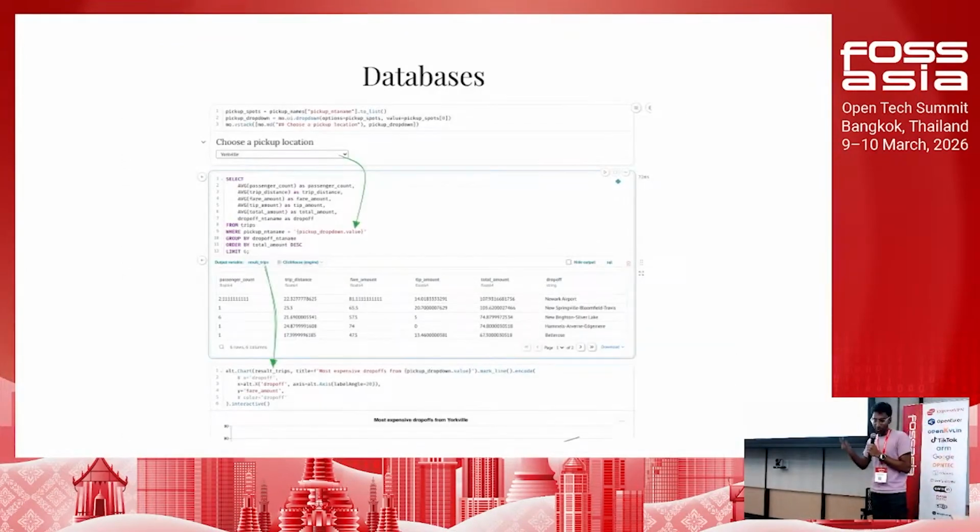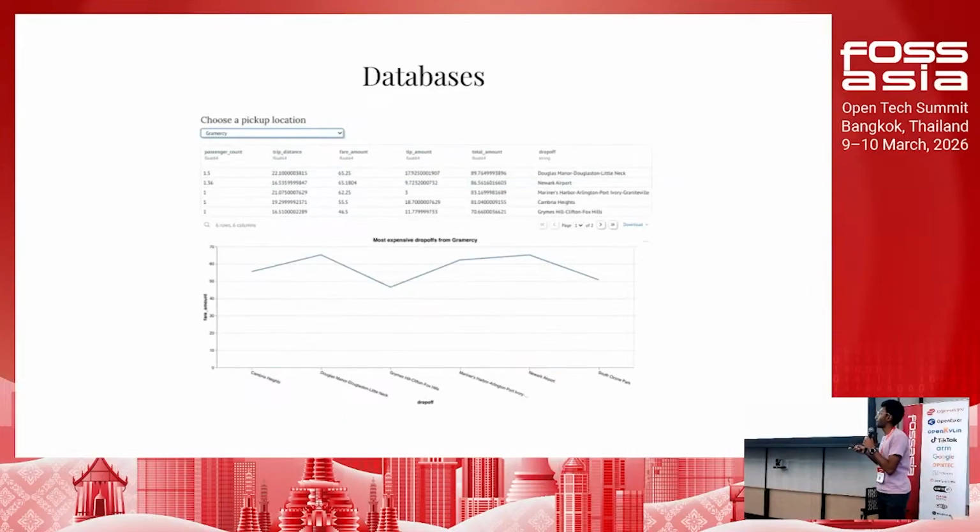So let's introduce reactivity to this workflow with data. Here I create a drop-down of pickup locations. This is based on a taxi dataset. And the value of that drop-down feeds into the SQL query. And the result of that SQL query feeds into a chart. So what I end up with is an application like this.